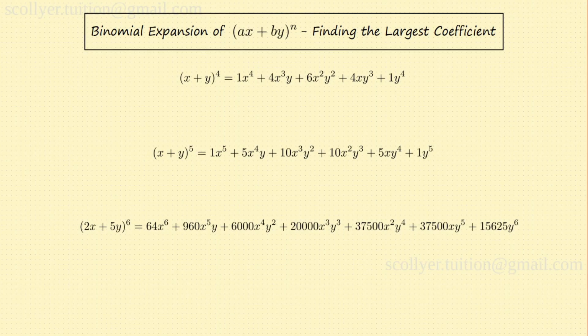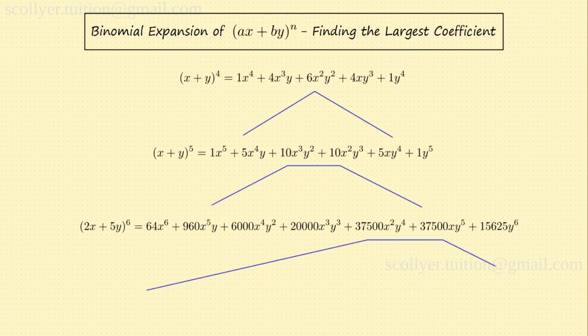Binomial expansion of ax plus by to the power n, finding the largest coefficient. If we look at the coefficients for x plus y to the power 4, we see that they increase from 1 to 6 and then decrease from 6 to 1.